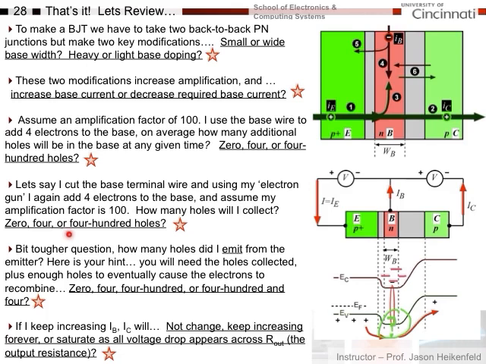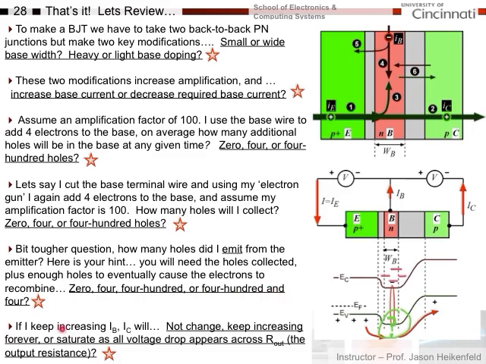Now for a bit tougher question, and this shows up on tests a lot. How many holes did I emit from the emitter for this question up here? And here's your hint. You'll need the holes that are collected out the back, but you will also need the holes that recombine with these 4 electrons. So if I have the holes that get collected and I have the holes recombining, how many total holes need to be emitted to recombine and be collected? Is it 0, 4, 400, or 404 in total?